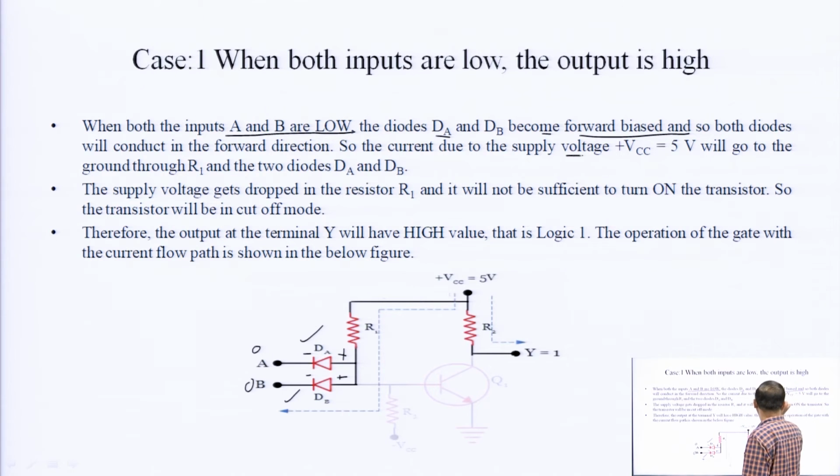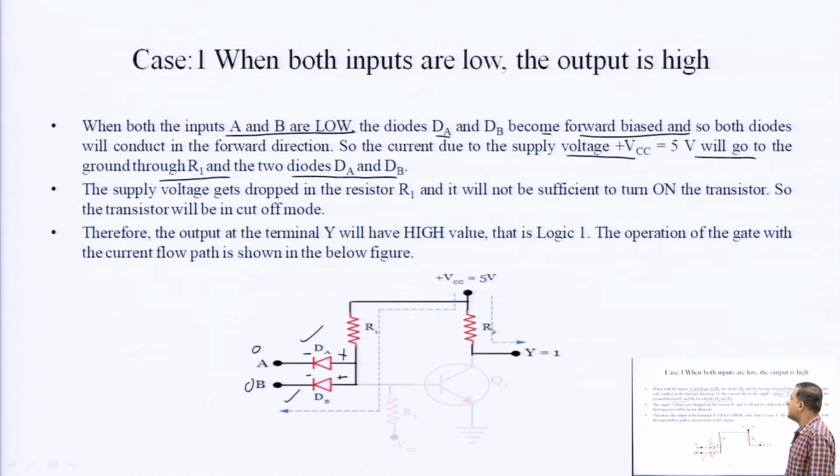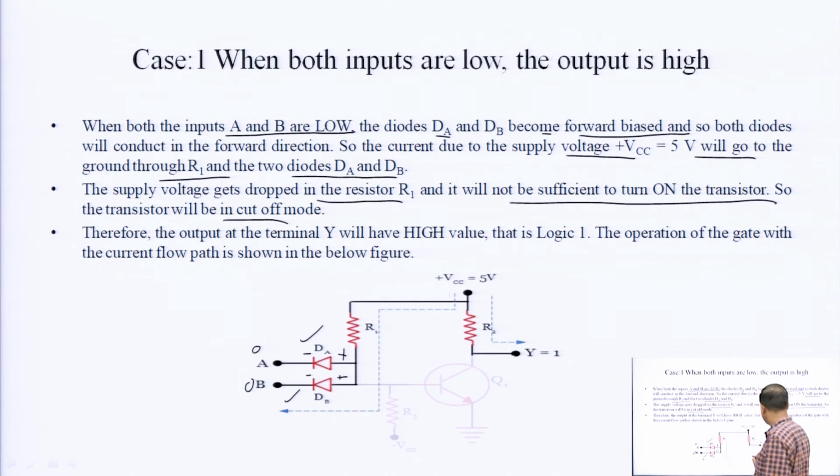So, the current due to the supply voltage VCC will go to the ground through R1 and the 2 diodes, DA and DB. The supply voltage gets dropped in the resistor R1 and it will not be sufficient to turn on the transistor. So, the transistor will be in the cut off mode. You can see from the diagram itself, I have made it faded, that when DA and DB both are working, the transistor is not working.